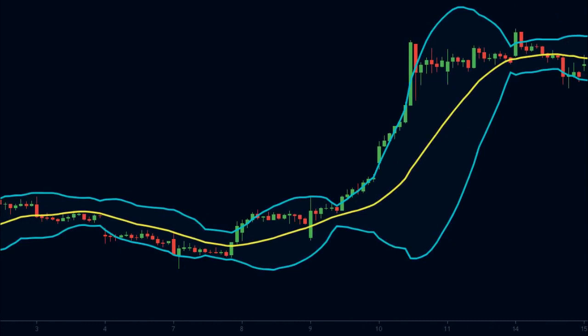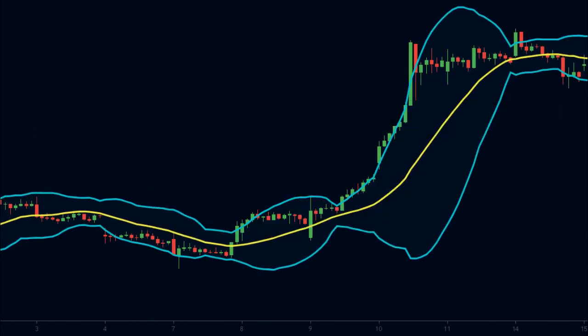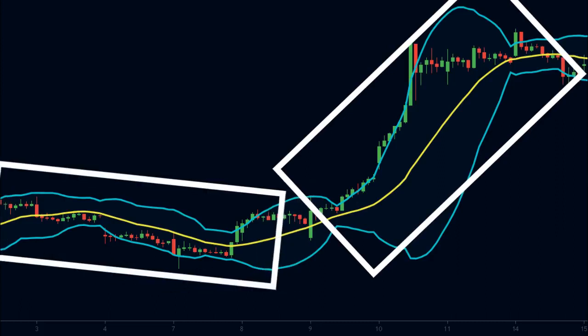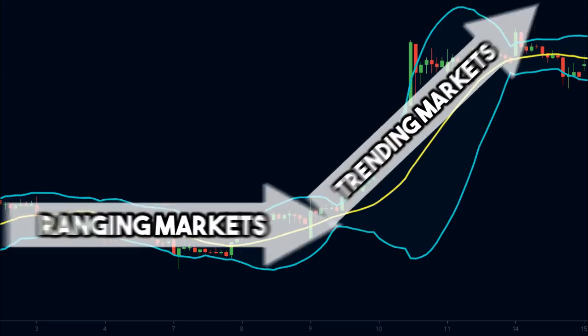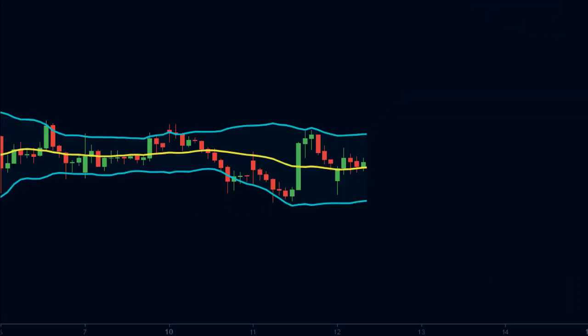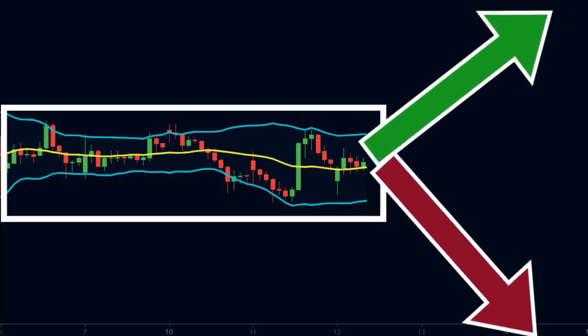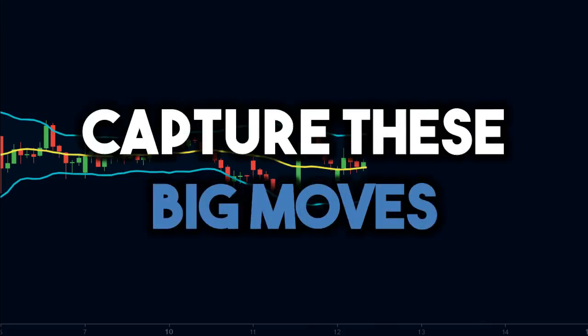The name of the first strategy is the squeeze breakout strategy. This strategy is based on the fact that the market keeps moving from phases of high volatility to phases of low volatility. In other words, the price moves from ranging markets to trending markets. Hence, if we spot a low volatility market condition, we can expect a big move in any direction. Our goal with this strategy is to capture these big moves.